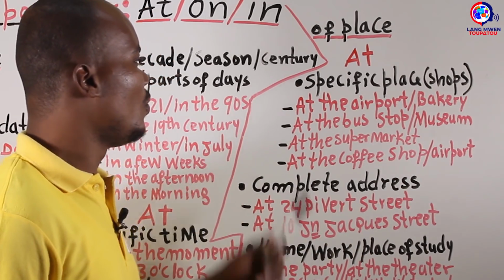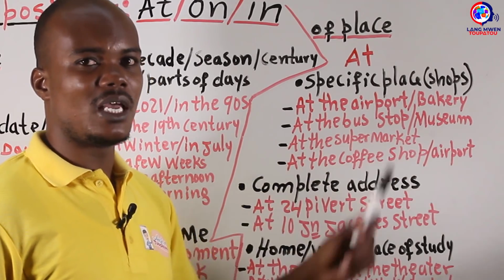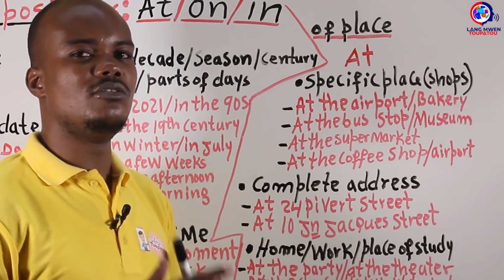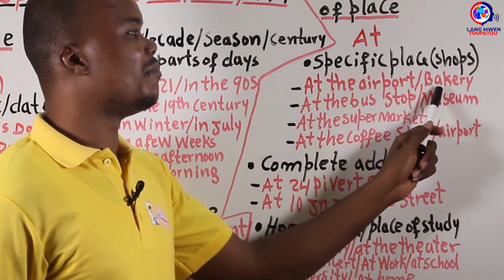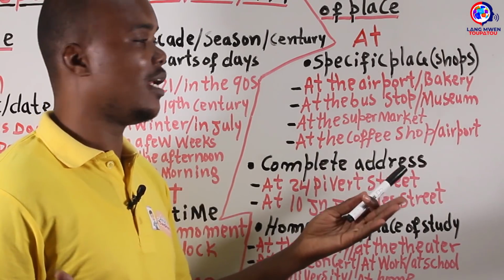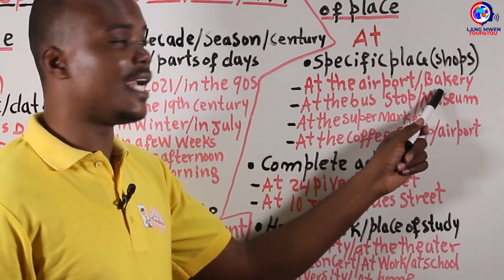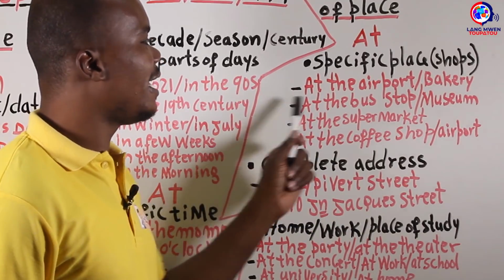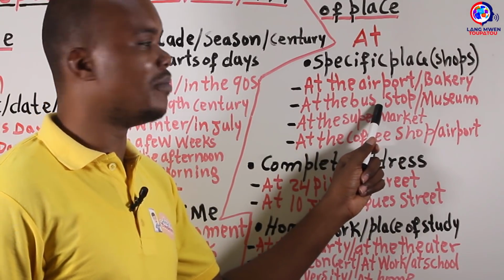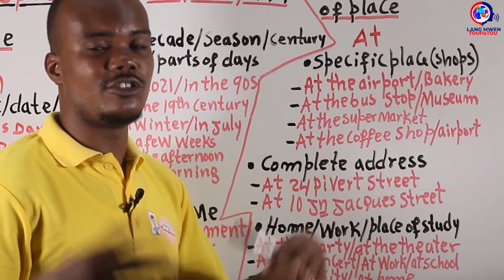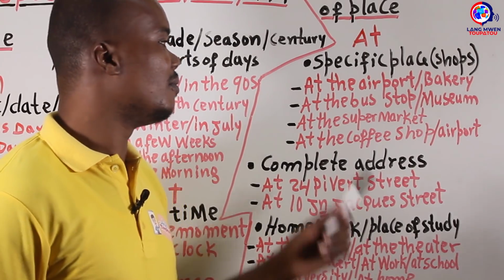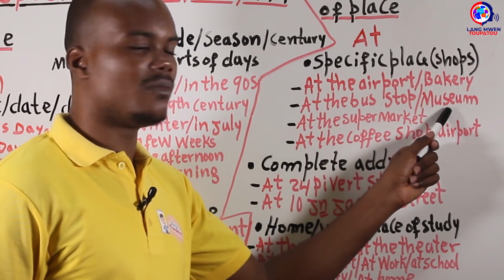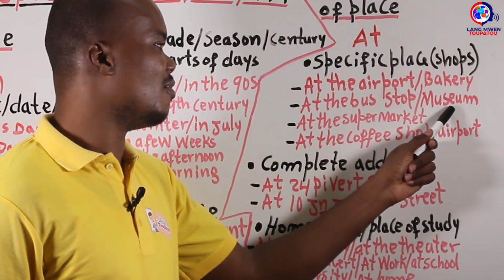For example, you can say at the airport. You are able to use preposition at before airport, which is a specific place. You can say at the bakery, bakery which means boulangerie, where they make bread. And you say at the bus stop. At the bus stop, okay? At the bus stop. Or you can say at the museum. At the museum.